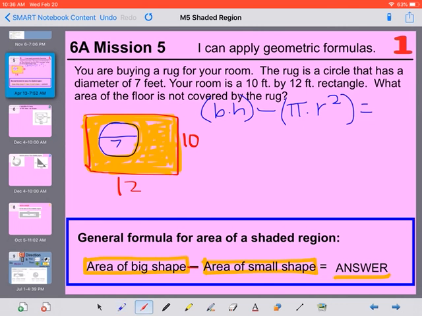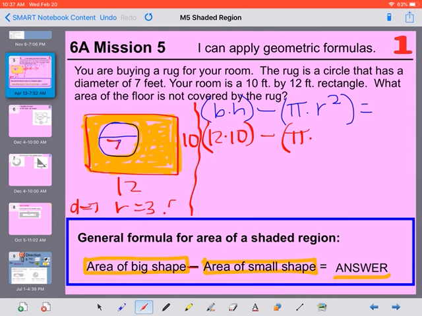So first, plug in what we know. We know the base is 12 times the height, which is 10. I'm going to just draw a little squiggle here so I know where my work is. And then once we figure out that piece, we're going to subtract pi times our radius squared. Now we have the diameter is 7. So remember, our radius is half of the diameter. So half of 7 is going to be 3.5. You can just do 7 divided by 2. So we have 3.5 squared.